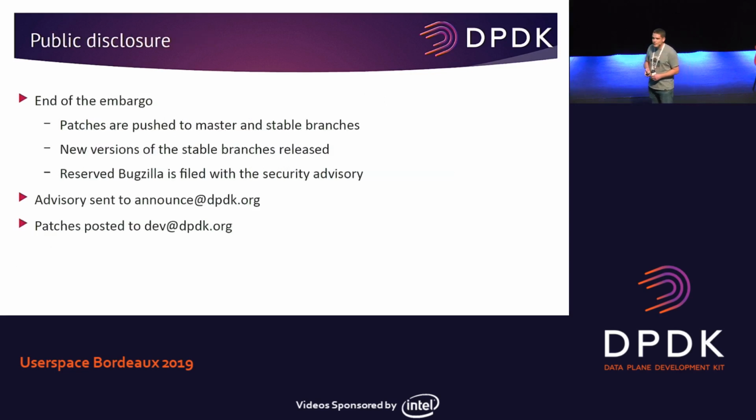And finally, the public disclosure. So it means it is the end of the embargo. All the patches are pushed to the different master and stable branches. New tags, minor releases are created for the LTSs. And the security advisory is published on the previously reserved Bugzilla ID. A mail is sent to the announce mailing list, and the patches are posted afterwards to the development mailing list.